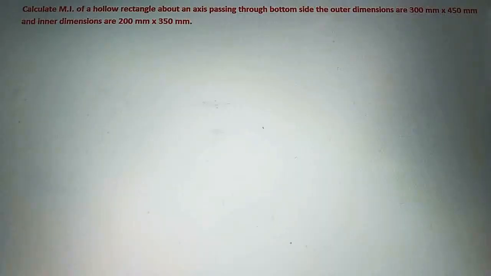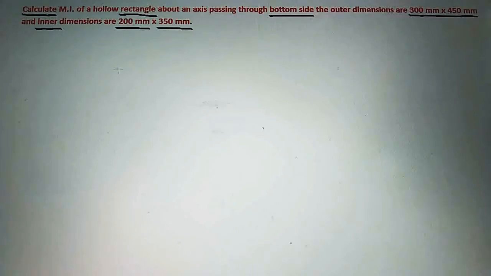The question is, calculate the moment of inertia of a hollow rectangle about an axis passing through the bottom side. The outer dimensions are 300 mm into 450 mm and the inner dimensions are 200 mm into 350 mm.